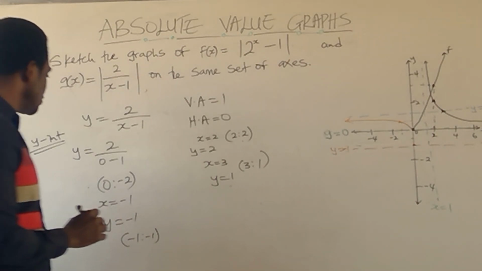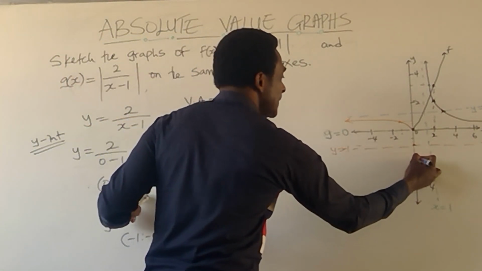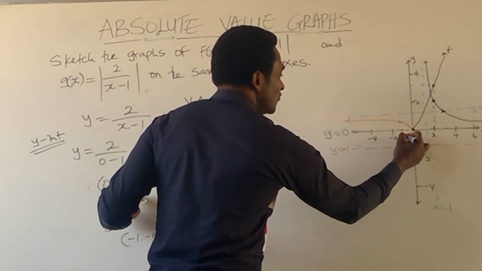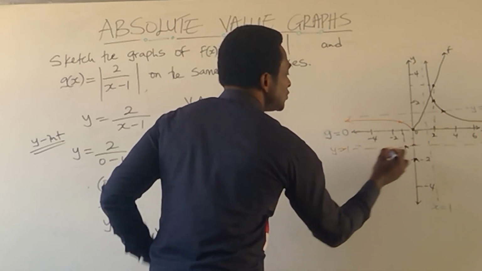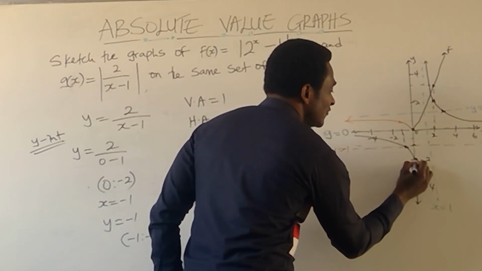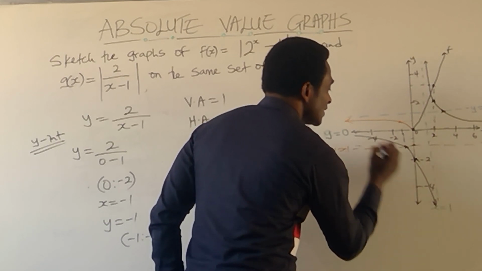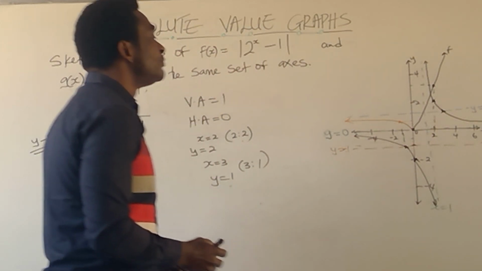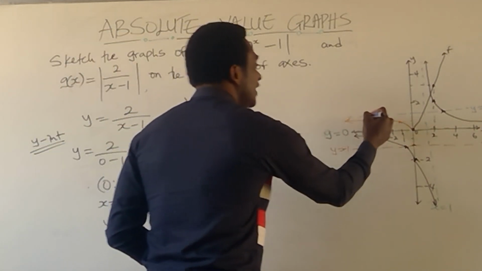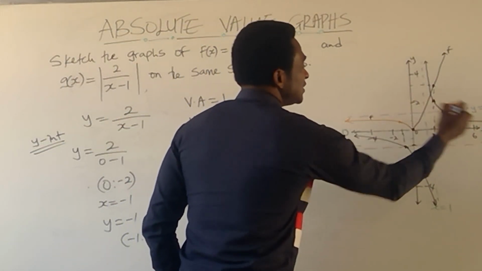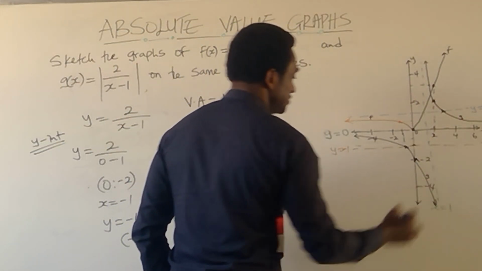So let's plot those two. I have (0, -2) and (-1, -1). So this will give me the graph. Remember, no graph must bump into the asymptote. This is our f, this is a reflected f. This is our g, and this is our g.